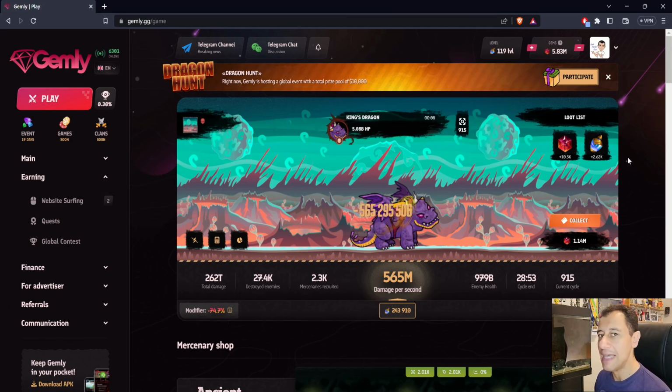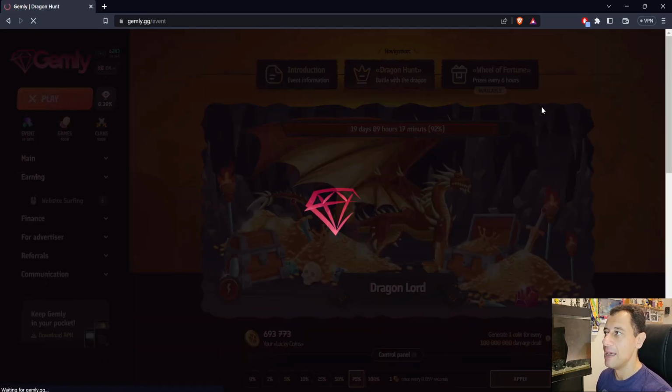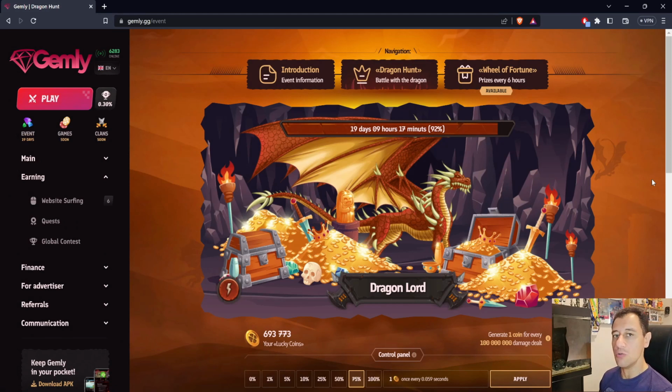But not to deviate from the point here, Gemly have just released a new event called Dragon Hunt. So I'm just going to go to participate here. Now, basically what you need to do is, from that main game area that I just showed you, I had something over 500 million damage per second in power, destroying the monsters, okay? That is because I actually do have more than that in power, and it's not showing because I'm allocating part of that power to the event called Dragon Hunt, okay?